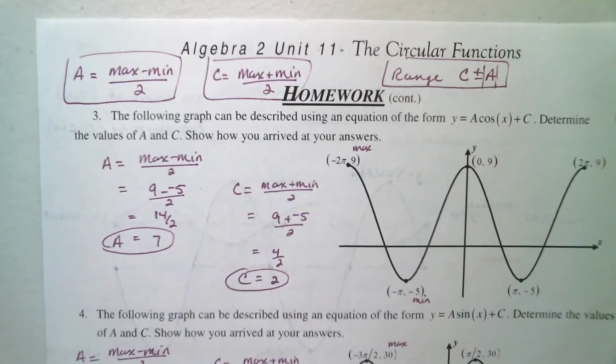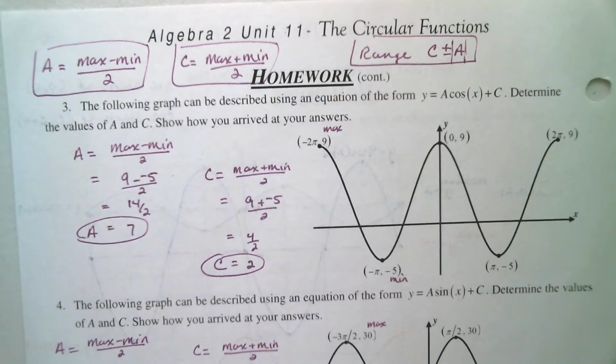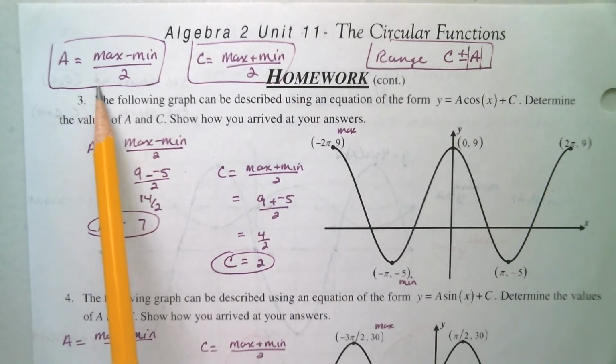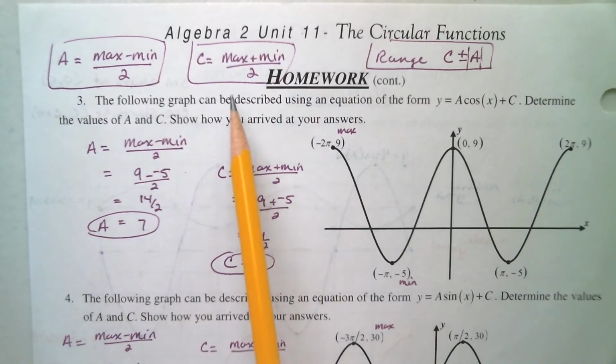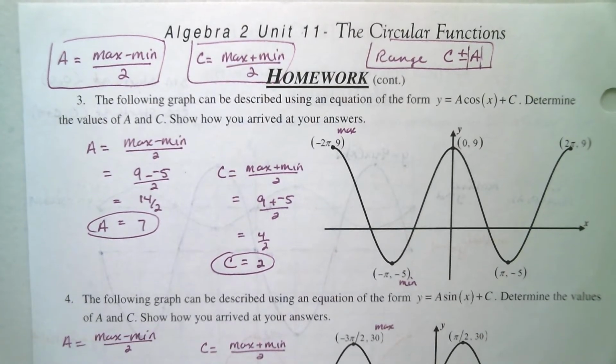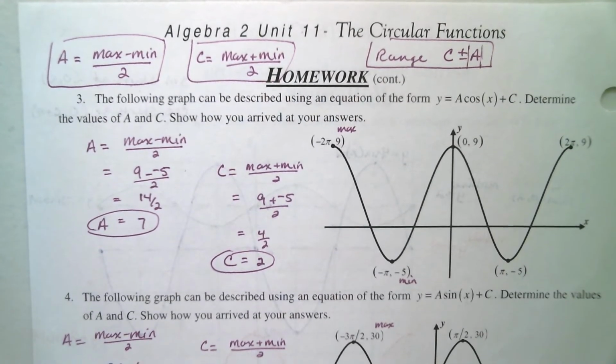You'll see at the top of page 375, these are the formulas you need to know, right? A is max minus min divided by 2. C is max plus min divided by 2. And range is C plus or minus the absolute value of A.